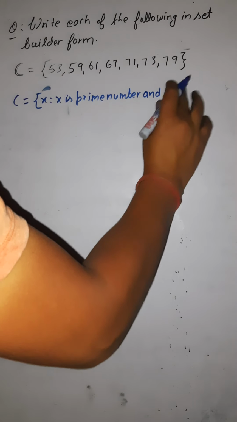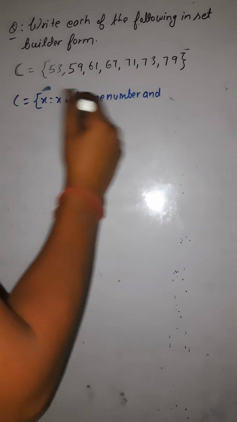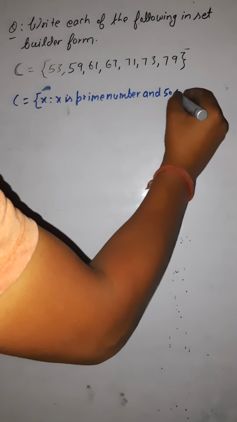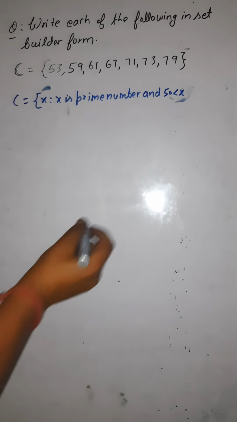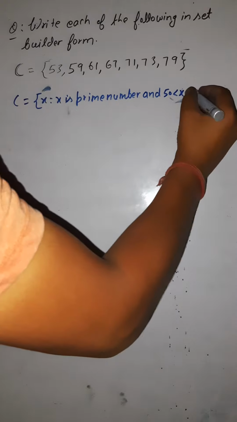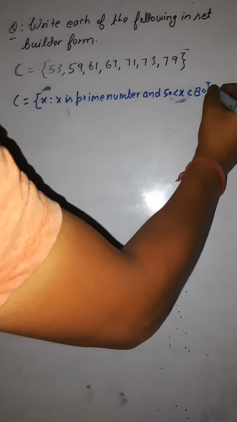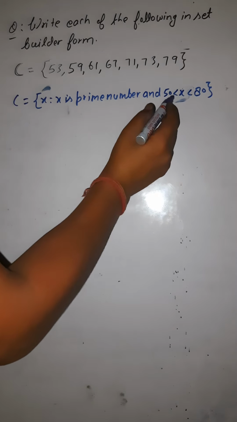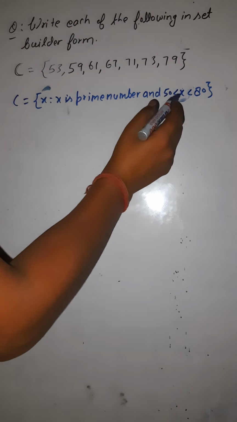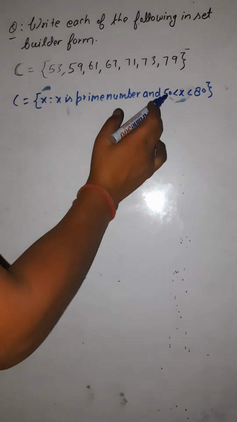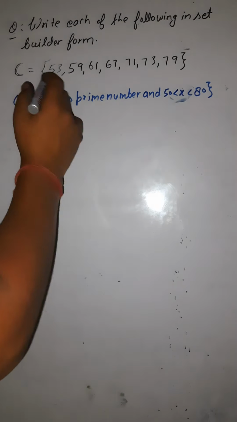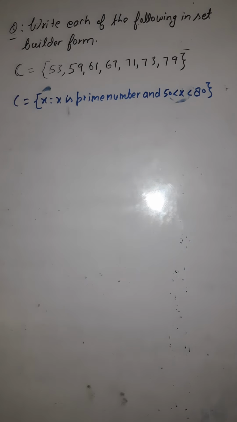Greater than 50, because these numbers are more than 50 here. So x is greater than 50, and less than 80. But 50 and 80 are not included. I have written here not equal to. This x is greater than 50 but not equal to 50. So you have to write all the numbers greater than 50 and less than 80 but they should be prime numbers. This is how you would express the set C in set builder form. Okay, so just write it down.